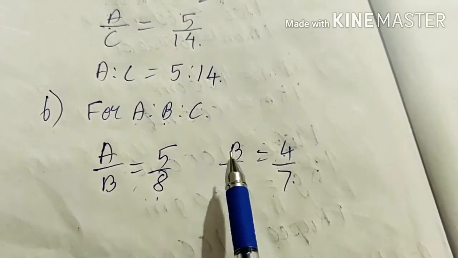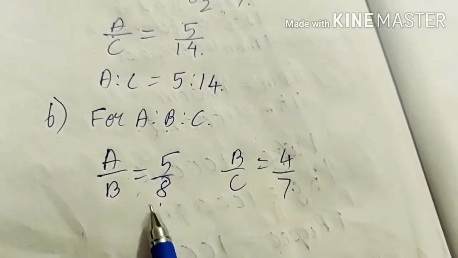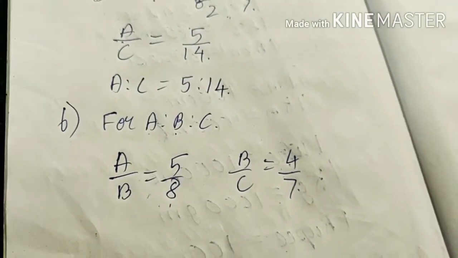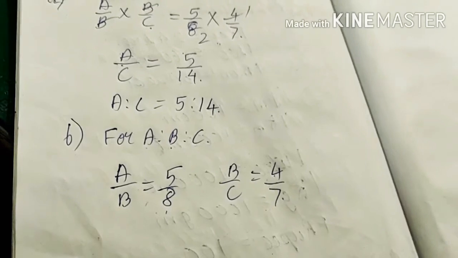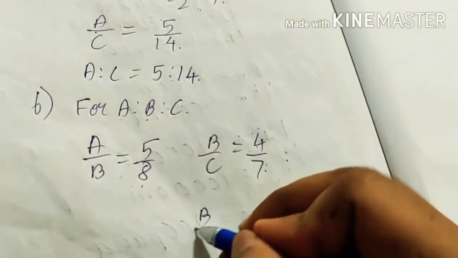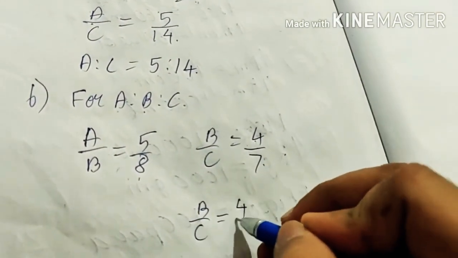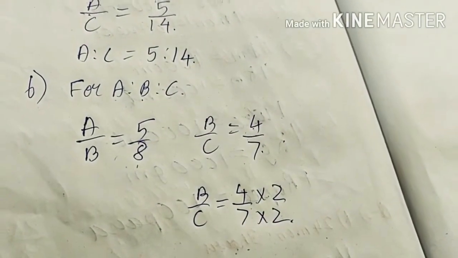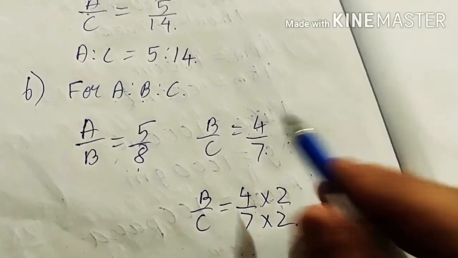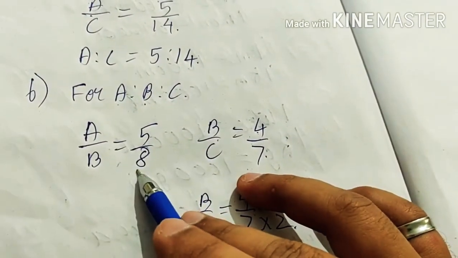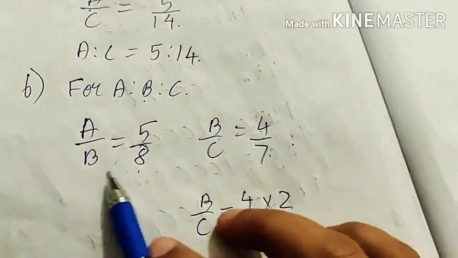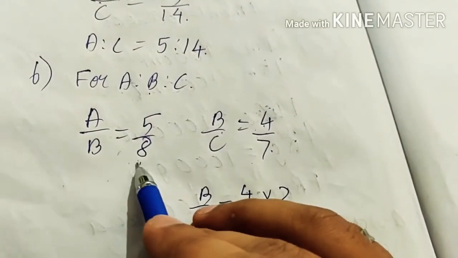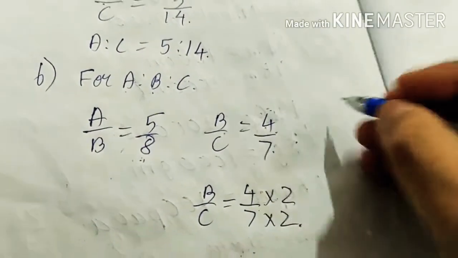Here the value of B is 8, here the value of B is 4. Can you convert 8 into 4 or 4 into 8? Yeah, 4 is converted into 8 by just multiplying by 2. So B upon C can be written as 4 upon 7 multiplied by 2 and multiplied by 2. Or you can just find the LCM of both the B's. Here B is 8 and here B is 4. Find the LCM.